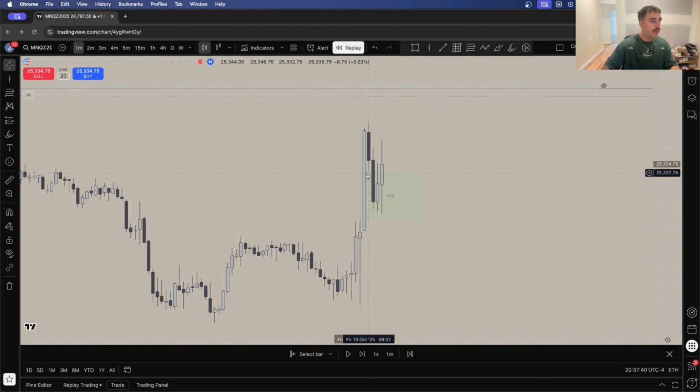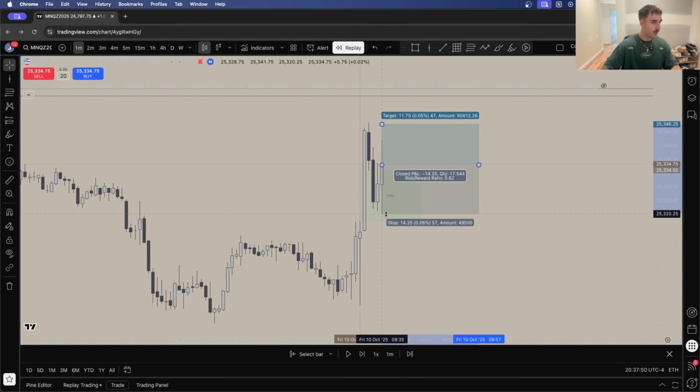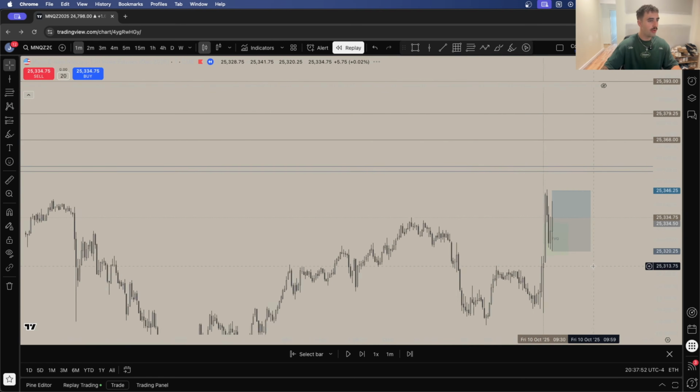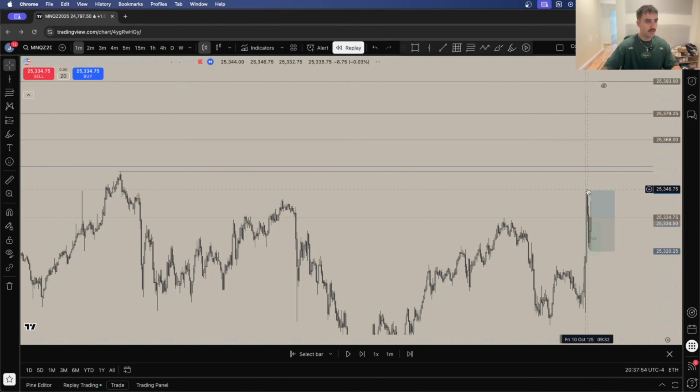Now there's no fair value gap here to inverse. All we're entering off is displacement. So we enter longs with the stops below that candle's low and we target the highs.